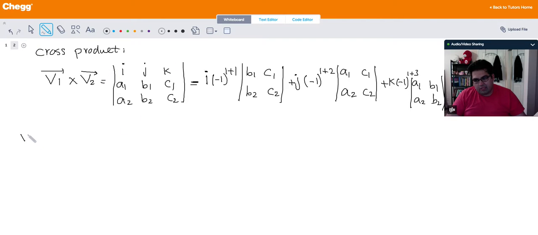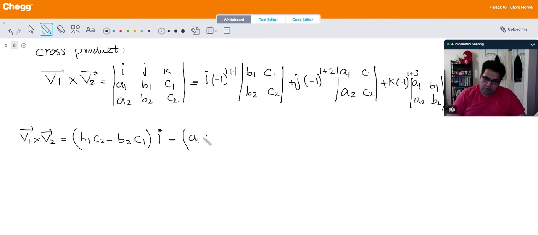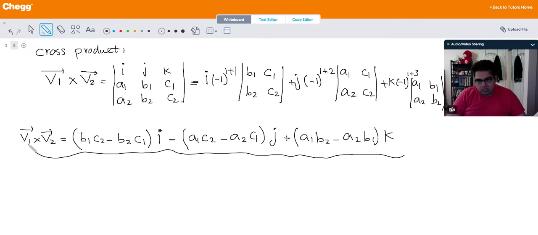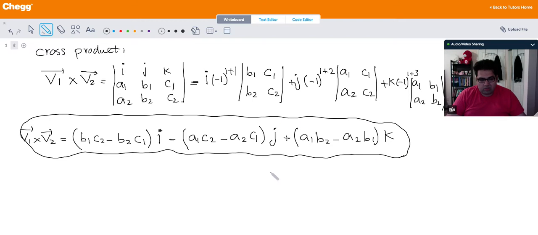So if I calculate this, v1 cross v2, this is a 2 by 2 determinant: b1 c2 minus b2 c1 i, minus, because negative 1 to the power of 3 is negative, a1 c2 minus a2 c1 j, and then plus a1 b2 minus a2 b1 k. So that's the result for the cross product. As you see, it's going to be a vector.